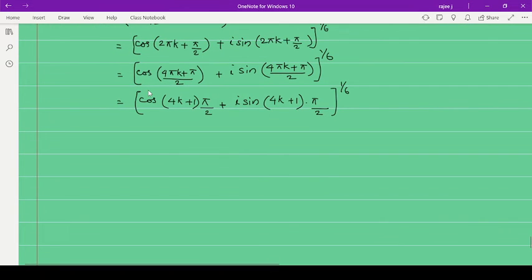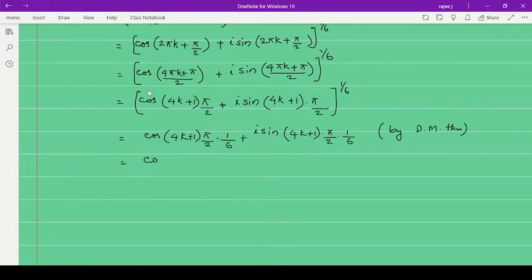Now apply de Moivre's theorem. So this is equal to cos of 4k plus 1 into pi by 2 into 1 upon 6, in the cos n theta plus i sin n theta form. So by de Moivre's theorem, take it inside: i sin of 4k plus 1 into pi by 2 into 1 by 6. So this is equal to cos, and directly you can write even pi by 12, no issue, since 4k plus 1 into pi by 2 into 1 by 6 is 4k plus 1 into pi by 12.